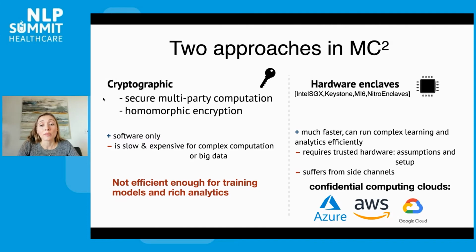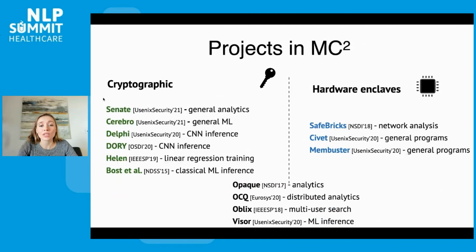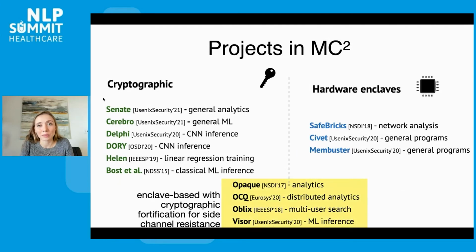So the main problem that remains is that enclaves suffer from side channels, which are basically attack vectors through which one can indirectly take data out from the enclave. For example, the pattern of accessing data in main memory. Even if the data is encrypted, just the pattern by which you access the data in main memory could leak some information. So the nice thing, though, is that we can actually combine the cryptographic approach and the hardware enclave approach to try to obtain the best of both worlds, and we've done extensive research in that.